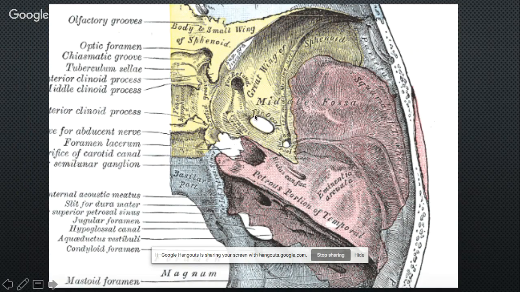Here's just another close-up picture of the rotundum, ovale, spinosum, and lacerum. Those are the four foramens that you'll need to remember. The optic canals up here, sella turcica, the jugular foramen, and again, the hypoglossal canal.